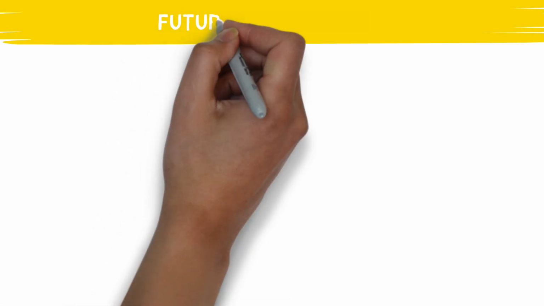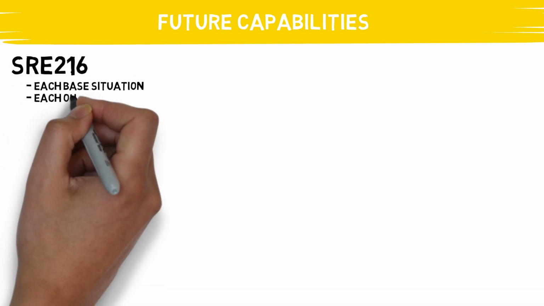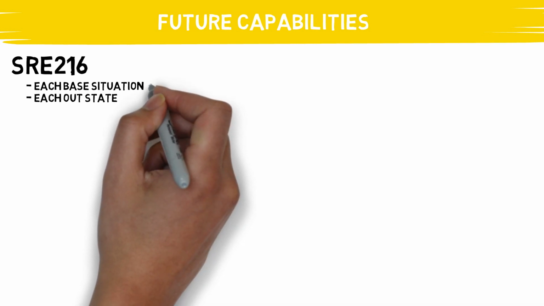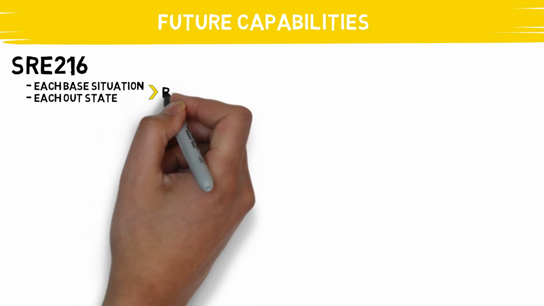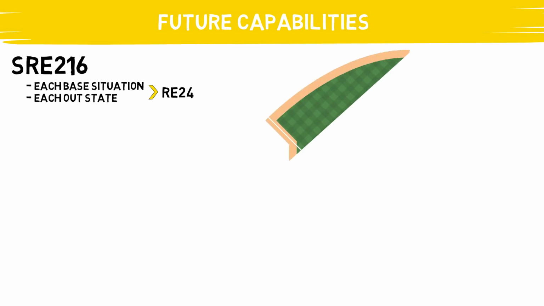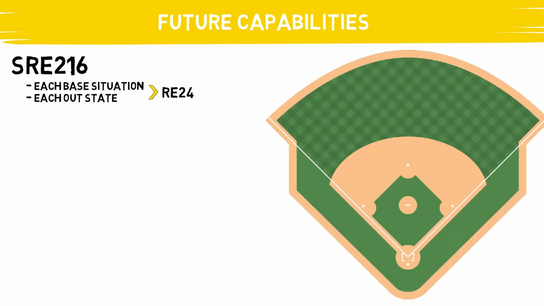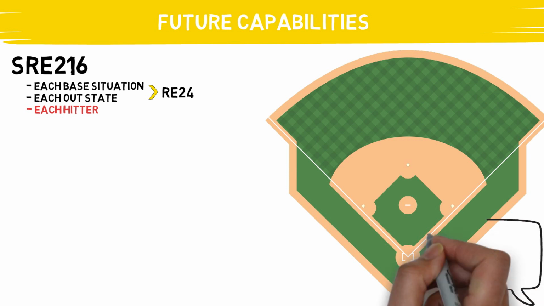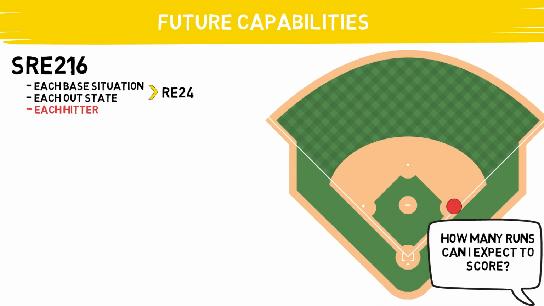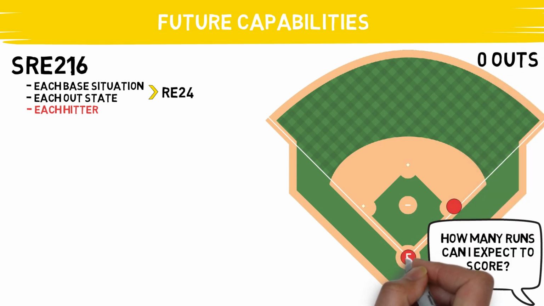Now that we have a good understanding of how Seqnzr works and how you can use it to your advantage, let's take a look at some of the future capabilities of this system. The first being Simulated Run Expectancy 216, which takes the probability of scoring runs for each base situation and each out state, like RE24 does, but takes it a few steps further by calculating it for each of your hitters in your specific lineup. It answers the question of how many runs am I likely to score this inning if I have a runner on first, no outs, and my 5-hole hitter at the plate.